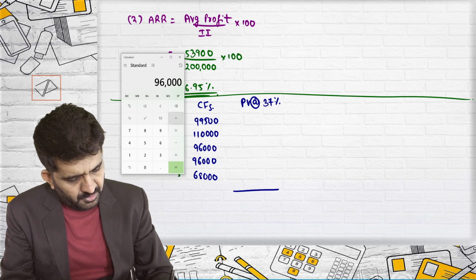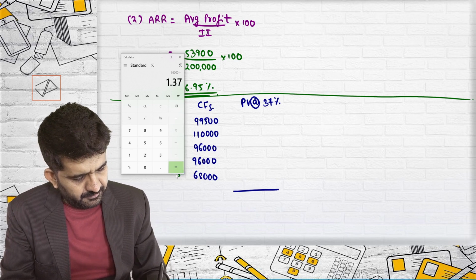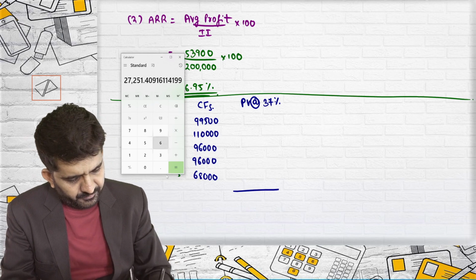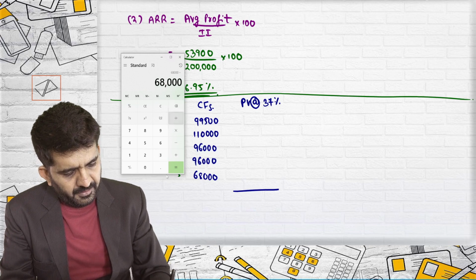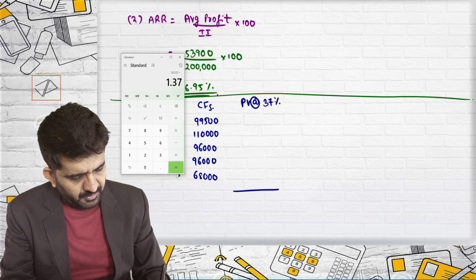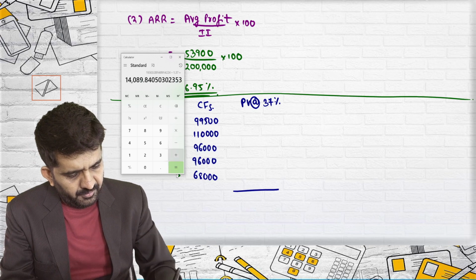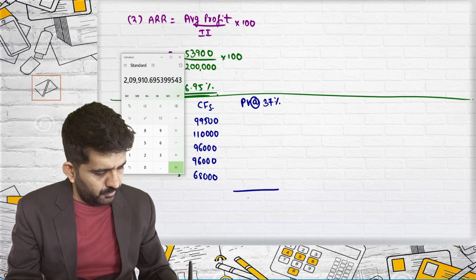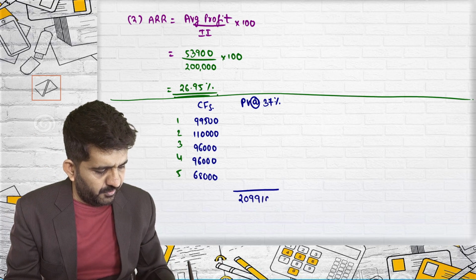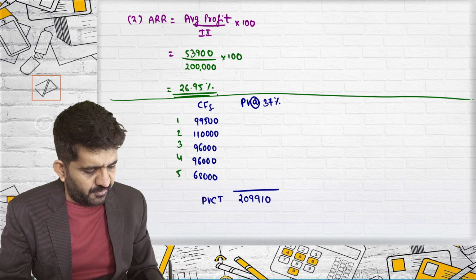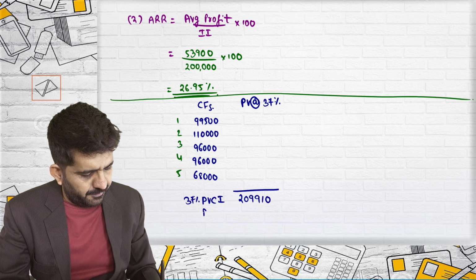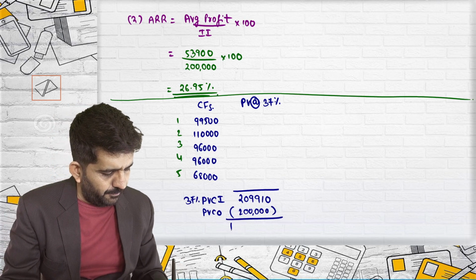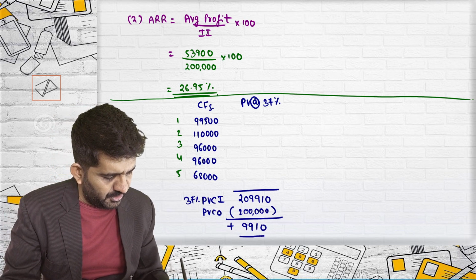96,000 divided by 1.37, 1, 2, 3, 4, M plus. 68,000 divided by 1.37, 1, 2, 3, 4, 5, M plus. MRC is 2,09,910. This is present value of cash inflow at 37%. Present value of cash outflow is 2 lakhs. My positive NPV will be 9910.